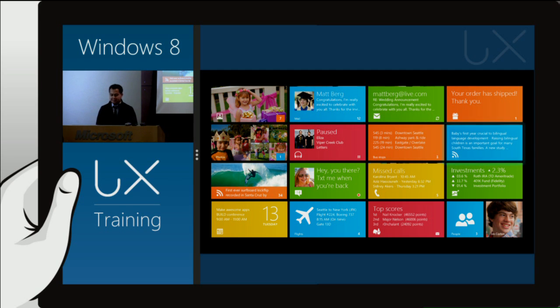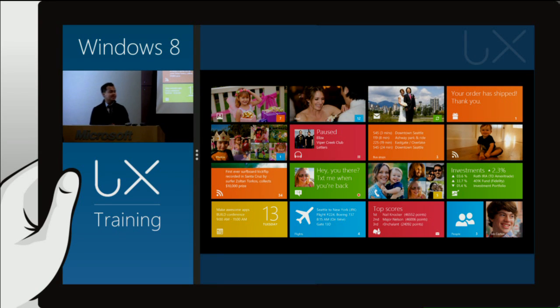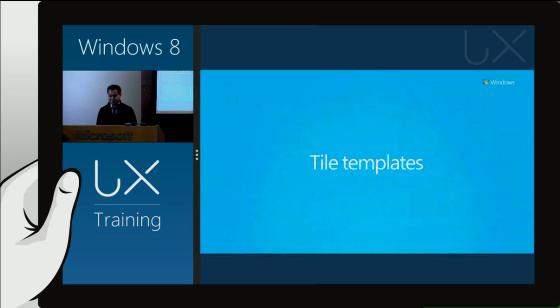You also have the ability to extend that live tile beyond just one piece of information. You can have extended information on that one piece, or you can cycle it through up to 5 different pieces of information and content that you're pushing out. And we'll go into that in just a moment.